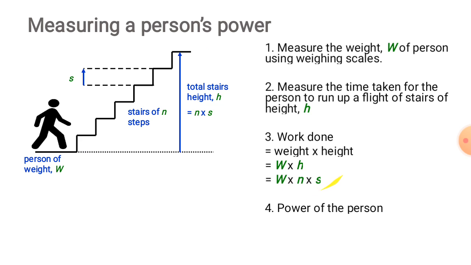So the work done W equals N into S, where N is the number of stairs and S is the height of a single stair. This is how you get the power of the person: the work done divided by the time taken, finally. So first you need to find out the work done, then you need to find the power of the person using this formula.